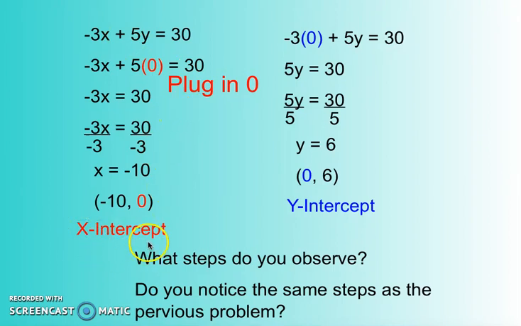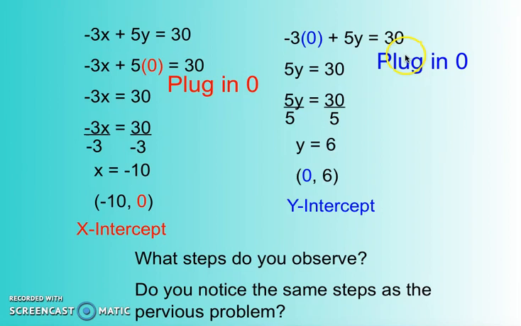Well, for the x-coordinate, remember we plug in for the y. So notice we plug in 0 for y. And then we have to figure out -3 times what equals 30. Because the 5y term is 0, we can just cancel that out. So -3 times what equals 30? Well, we can divide by -3, and we get -10. So the answer is -10.